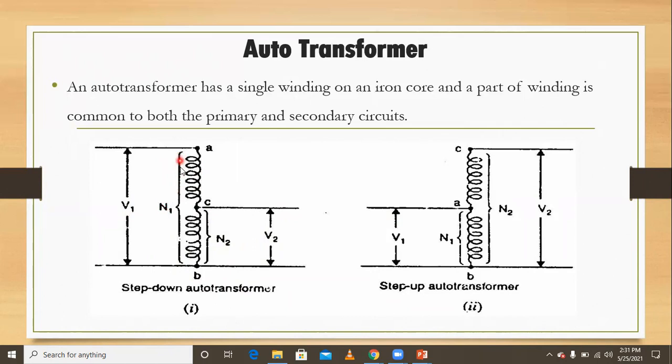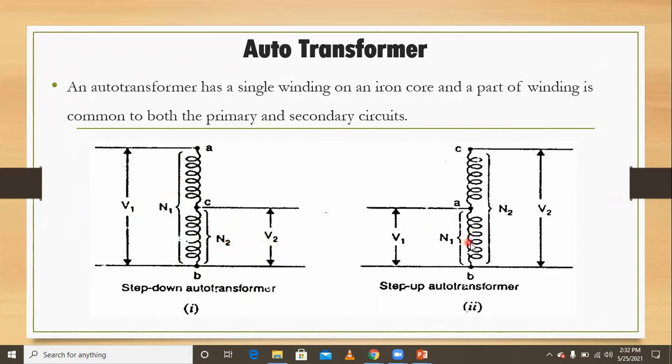N1 is between A and B, so that number of turns can be considered as N1. Between C and B is the number of turns N2. So N1 is more than N2. That's why N2 is less. N2 is less than N1. So N1 is more than N2, and that's why the secondary turns are less. That's why it's called a step-down autotransformer.